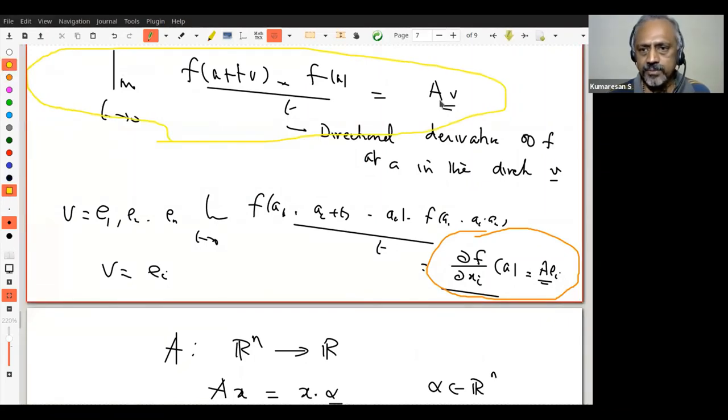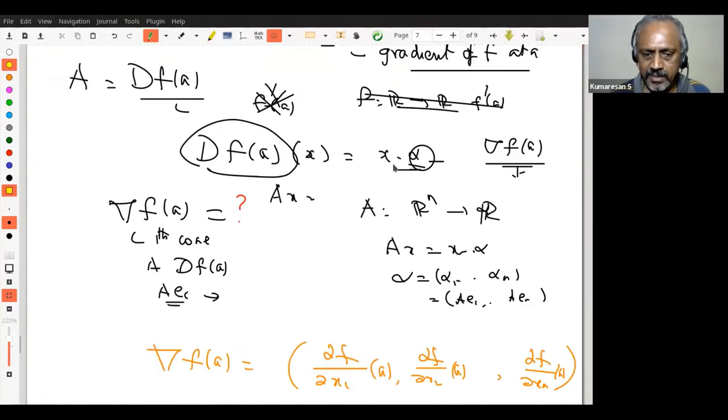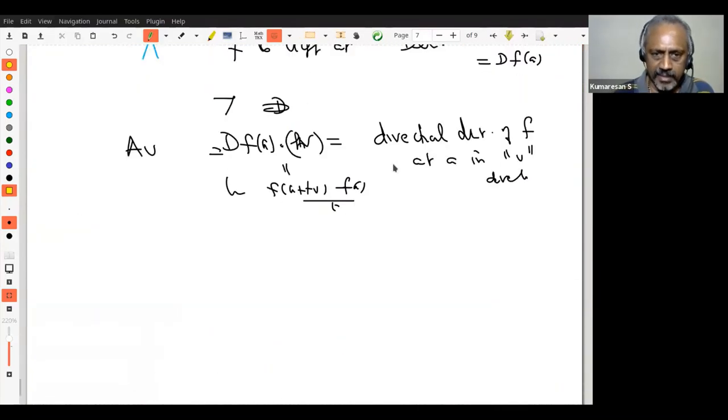A is the derivative, right? So the rate of change of f at a in the direction of v is the directional derivative. That is given by a acting on v, where a is a linear map and v is the direction. You understand? I'm going to use that.